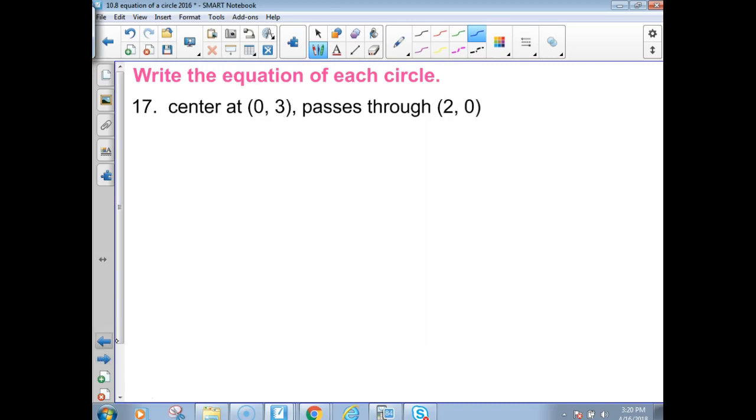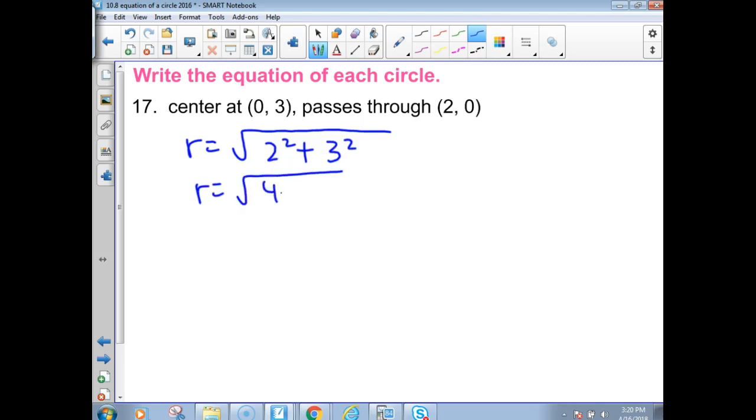Okay. One more like that. You got to do the distance formula. Let's make this distance formula easy. How far apart are 0 and 2? 2. 2 squared plus. How far apart is 3 and 0? 3. Okay, it's the same as subtracting them, and who cares if it's positive or negative because we're going to square it. So 2 squared is 4, 3 squared is 9. You get this, r is the square root of 13.